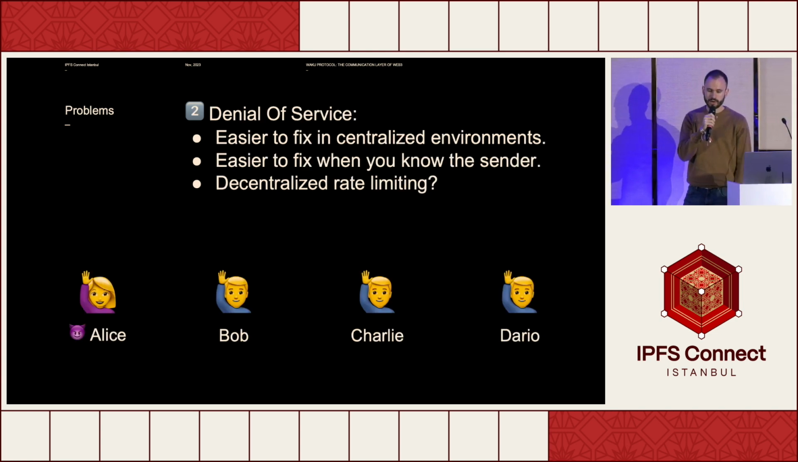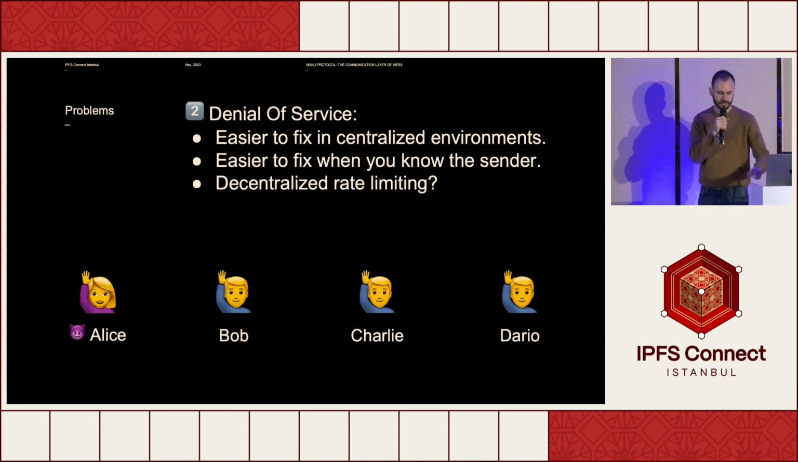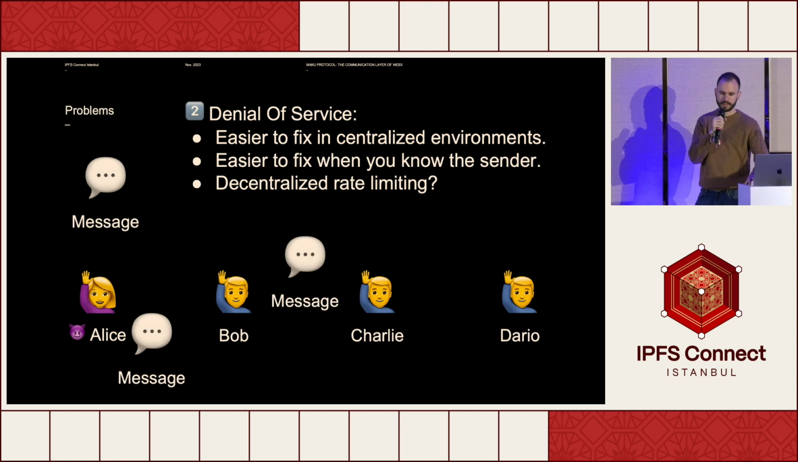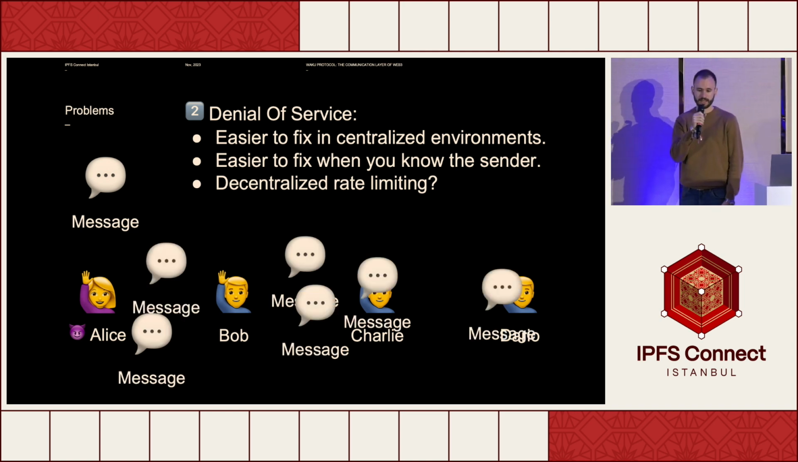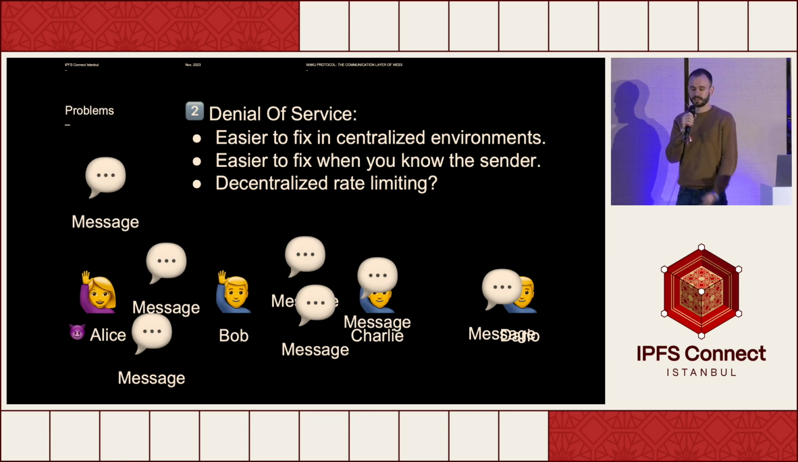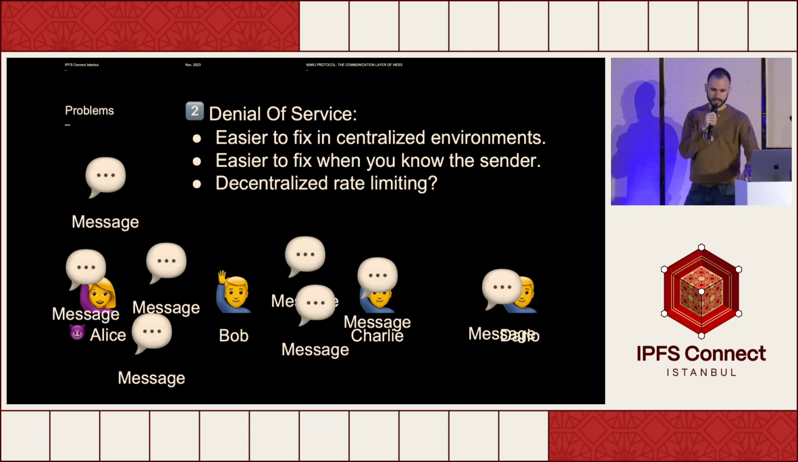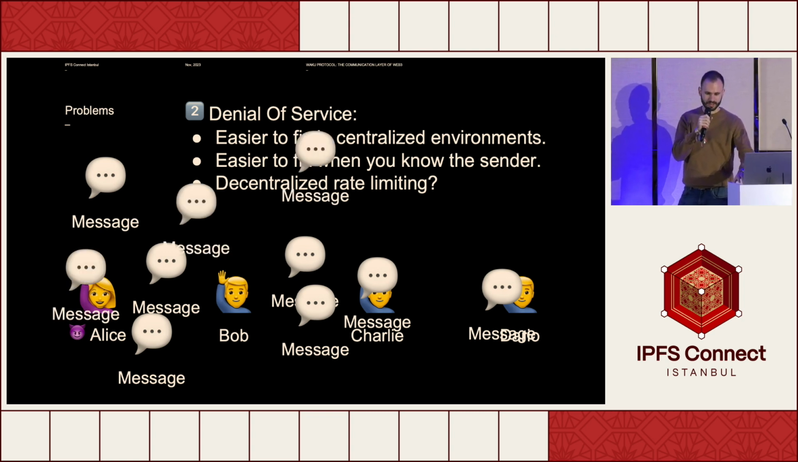We are also exposed to denial of service attacks, because what happens if Alice starts sending messages to everyone? This is fixed in a centralized environment in Web2, but doing this in a decentralized way is a bit more complex. Well, you get the idea with all the messages.